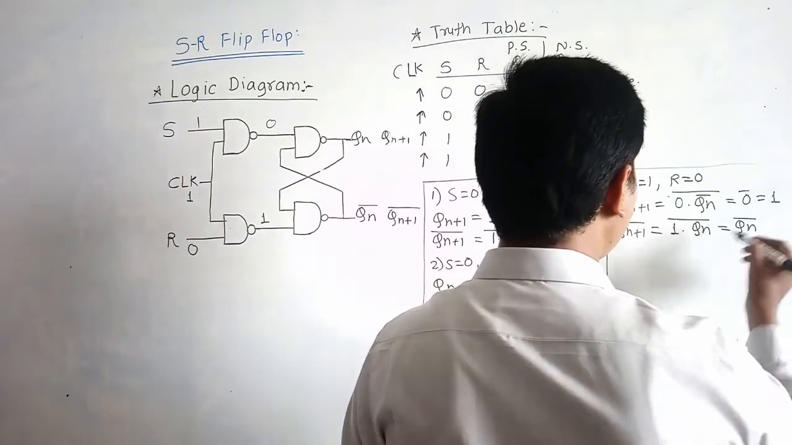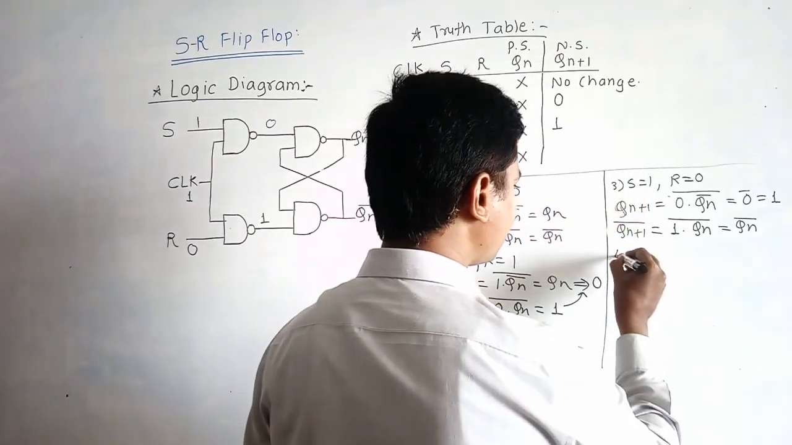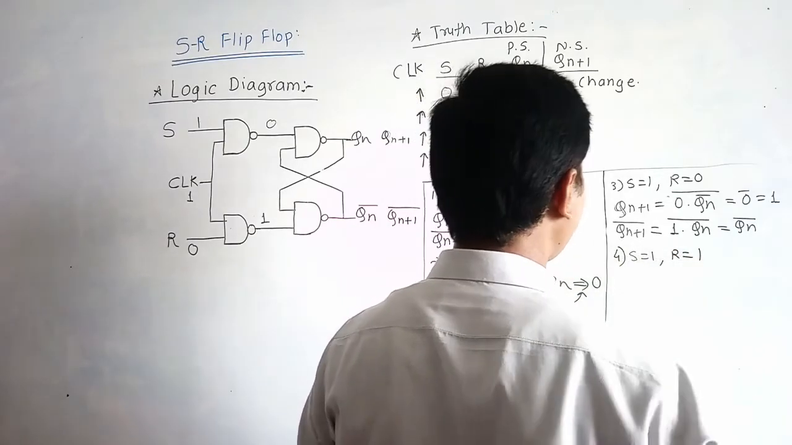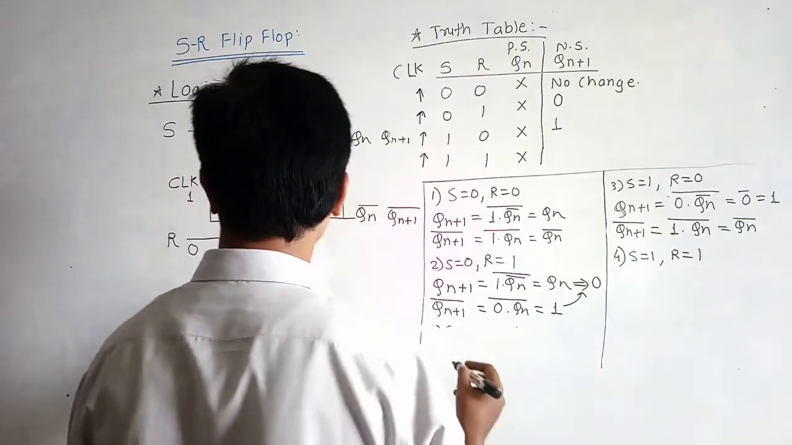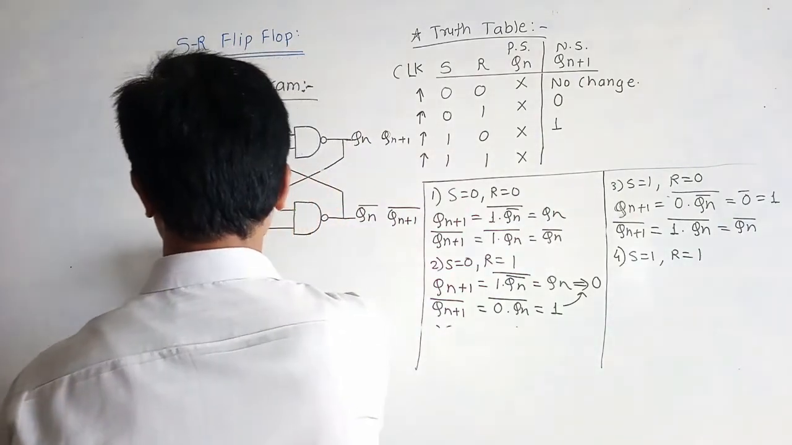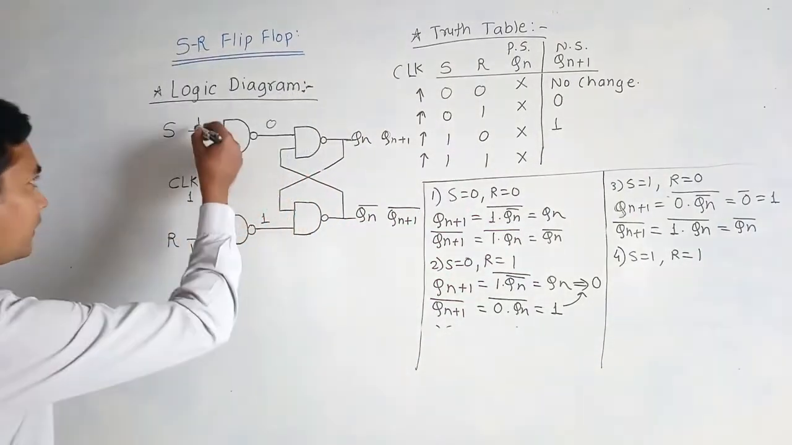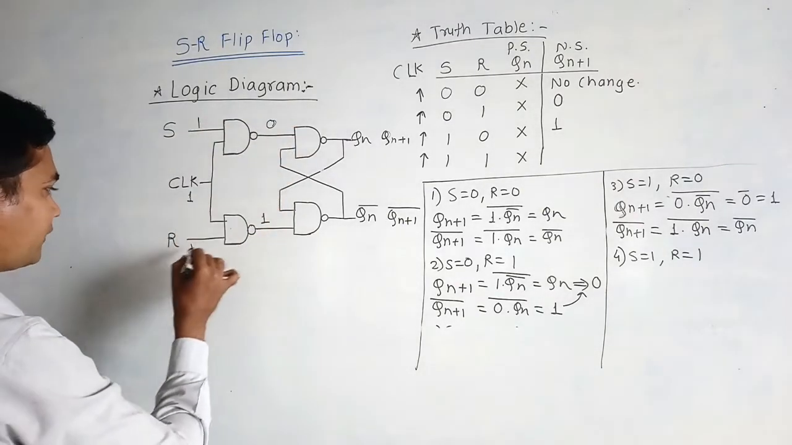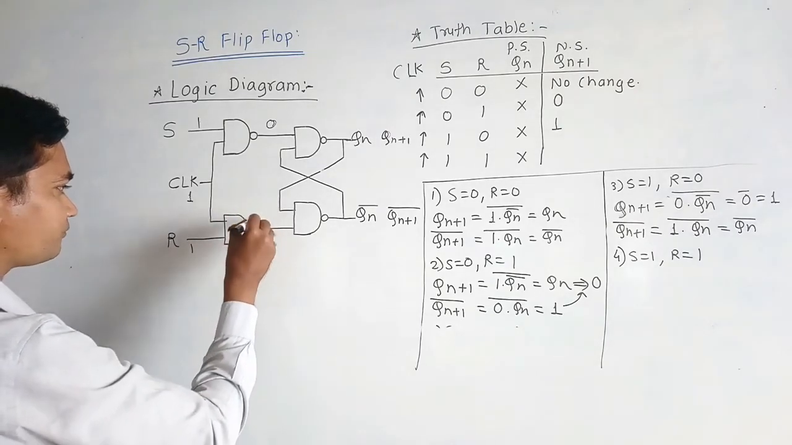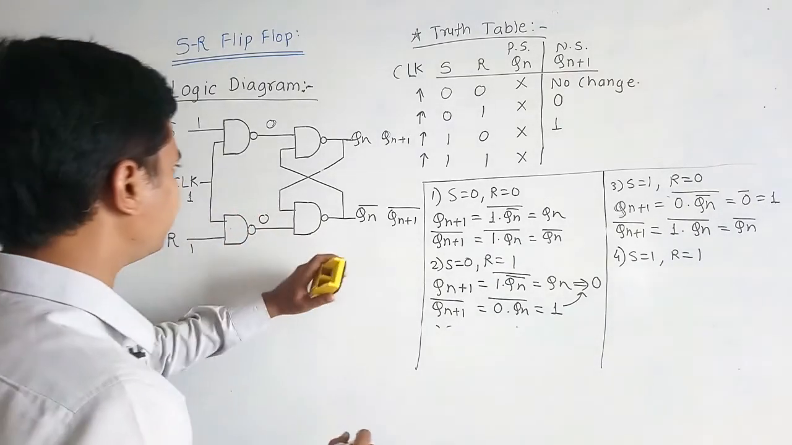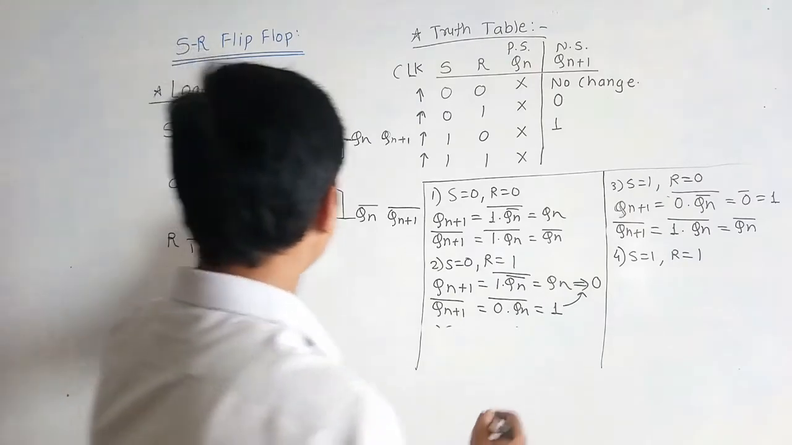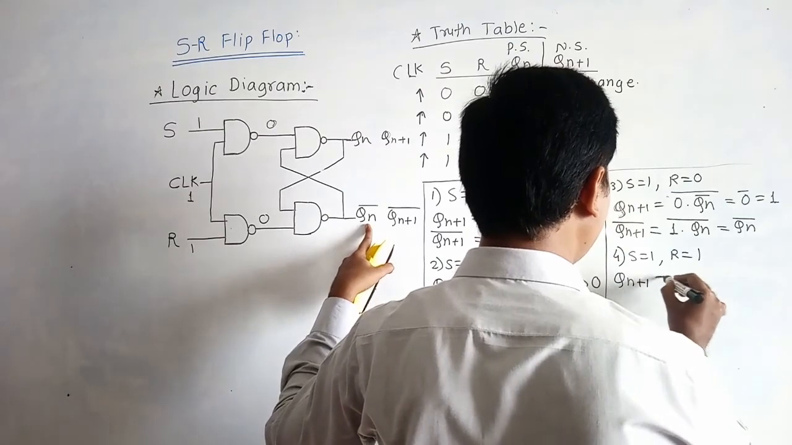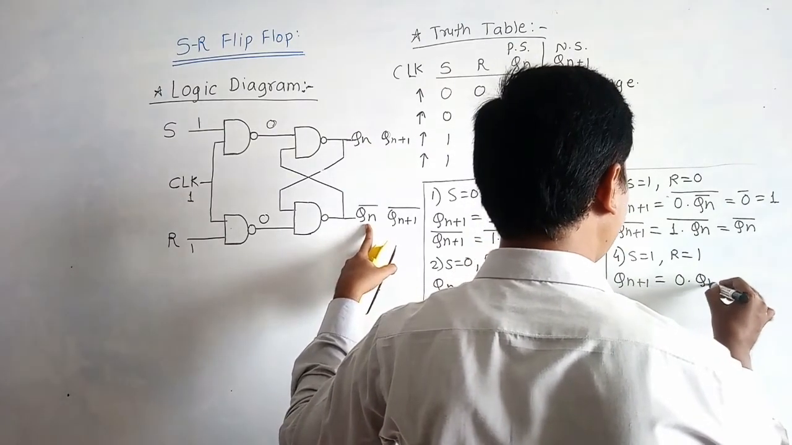Okay, so next thing is the fourth, S equal to 1 and R equal to 1. Okay, so for the last case S equal to 1 and R equal to 1, by this 1 NAND with 1 output will be 0, and here 1 NAND with 1 output will be 0.